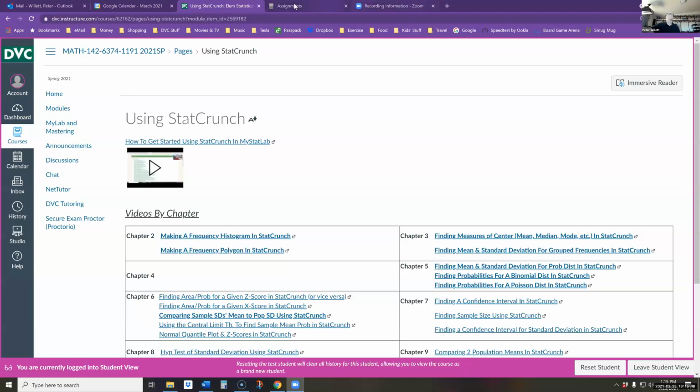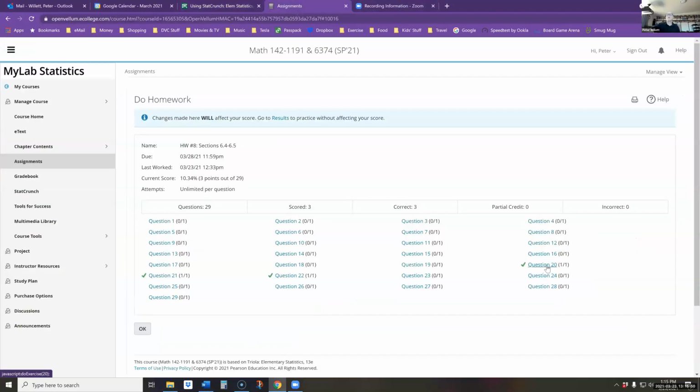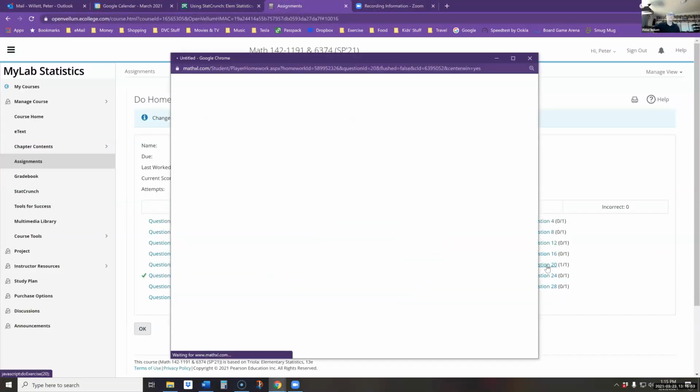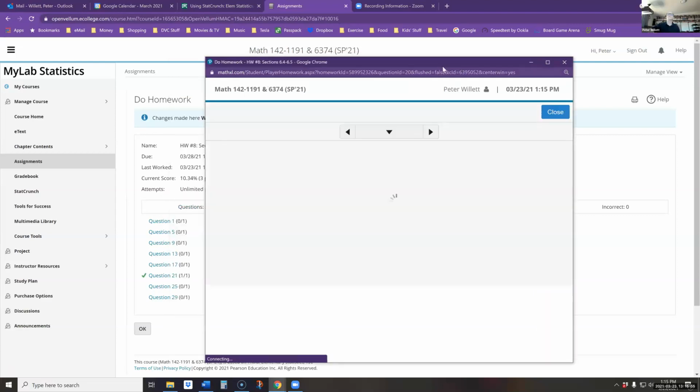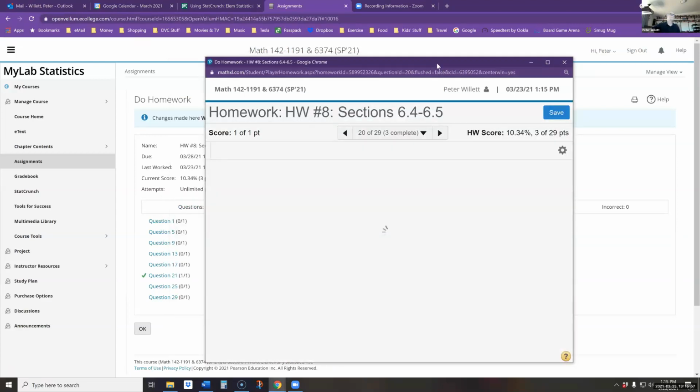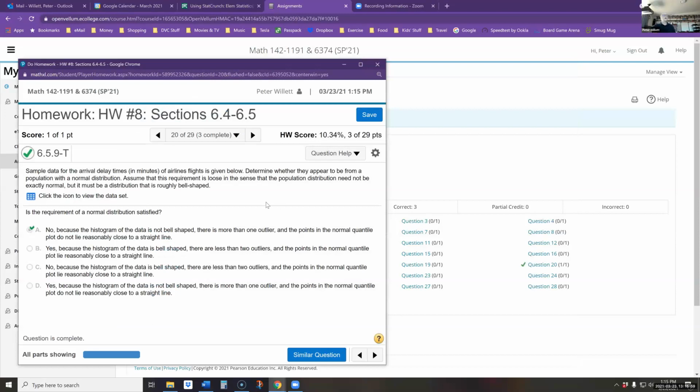All right, so hopping over to some homework. I think I wanted to start with maybe 20, 21, 22. Those all looked good. All right, so I'm pulling up number 20 out of 29. And as you can see from the label here, this is from our final section of the chapter that we're going to look at, 6.5.